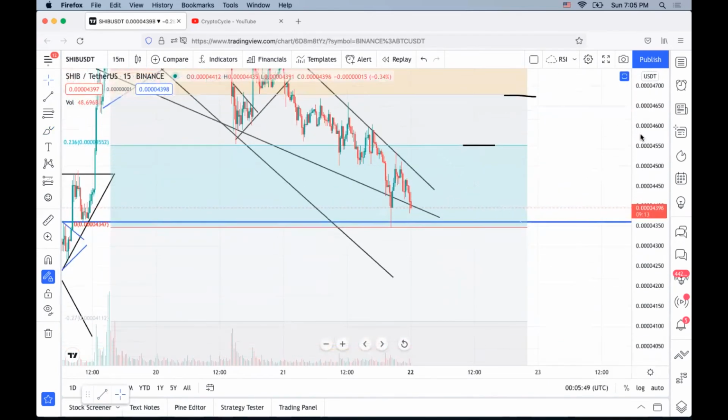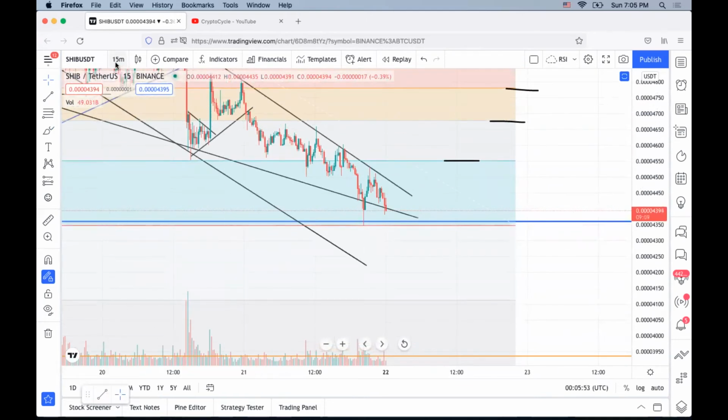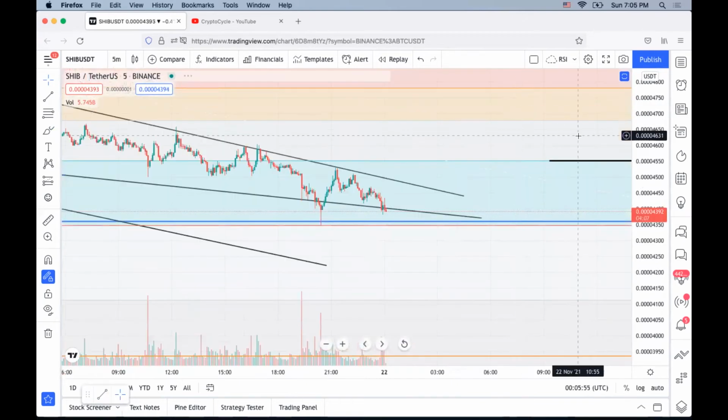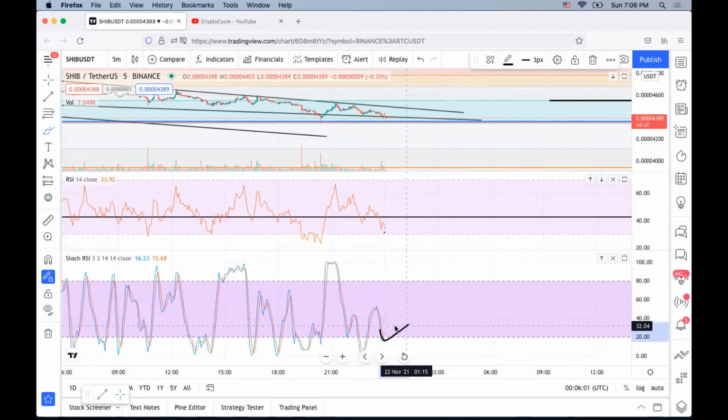All right, so currently we are still testing this line right here. Let me see how our 5-minute is looking as well. All right, so our 5-minute is coming back down. Our stochastic is hopefully getting ready to show a bounce right here on our 5-minute. So our RSI is right around the 35. We could potentially come back down a little bit lower. Let's head back over to our 15-minute chart.